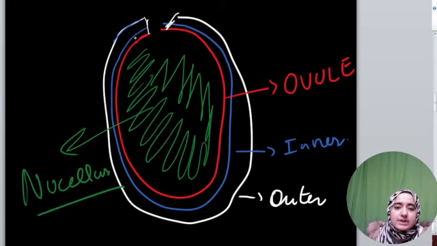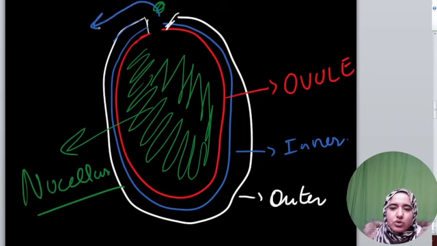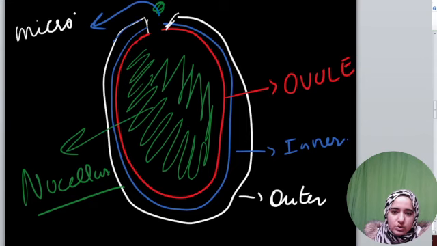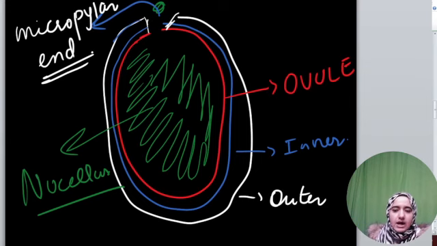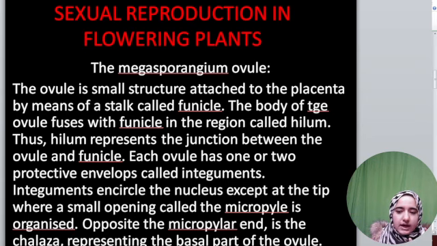And these coverings, either the inner covering or the outer covering, cover the whole nucellus except at one end, right? Except at this end. And this end is known as the micropylar end. It's like a small structure end, that's why it's known as micropylar end. Okay, I hope this concept of the structure of the ovule is clear, right?